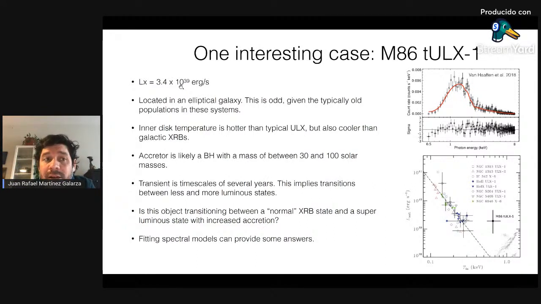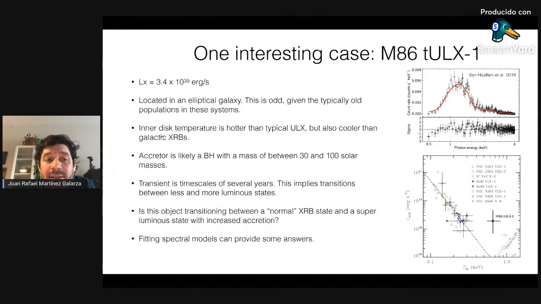It is a ULX, certainly above the Eddington luminosity for a 10 solar mass star. So it's actually 3 × 10^39 erg per second. But what's interesting is that it's located in an elliptical galaxy. And this is odd, because at these huge luminosities, you would expect the central object and also the companion to probably be young, massive objects that could explain this kind of luminosity. However, this object was found in an old population of stars in an elliptical galaxy. And this, of course, challenges some of the possible explanations as to how these objects can form.